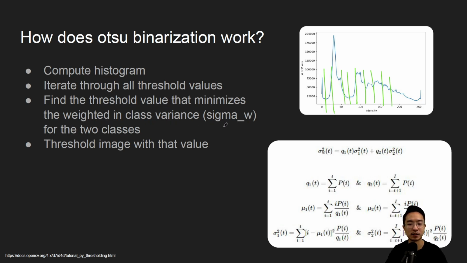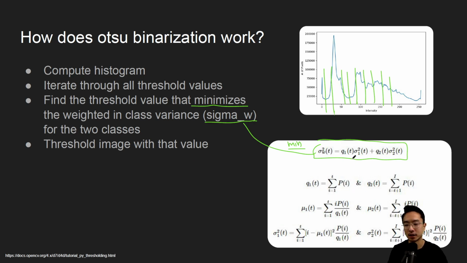For each of these values, we want to find the threshold value that minimizes the weighted in-class variance, which is this sigma W term here. We have this equation that we're trying to minimize, and we want to see which threshold value gives us the minimum value for this equation. That is the key idea. Once we find that value, we threshold the image with it.